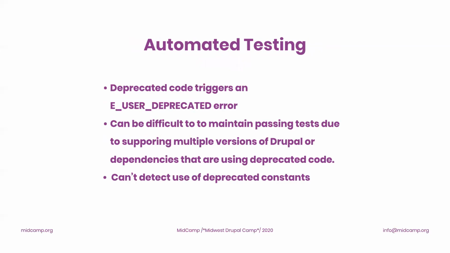So one of the best methods for detecting deprecated code use, in my opinion, is automated testing. Deprecated code paths trigger this usually silent E_USER_DEPRECATED error that can, with the right configuration, cause automated tests to fail. So if you have good automated test coverage, then you can test your code against a new Drupal minor version as they come out, and you'll basically be flagged if any of the APIs you call are deprecated.